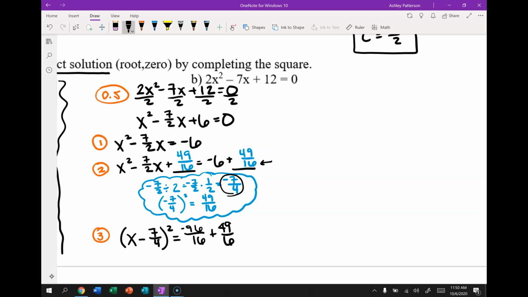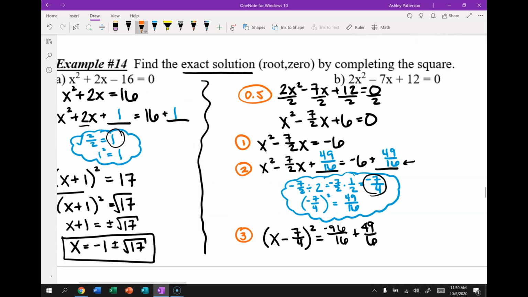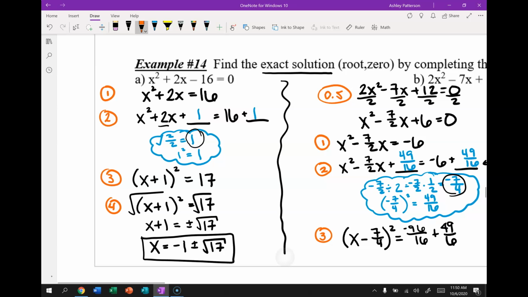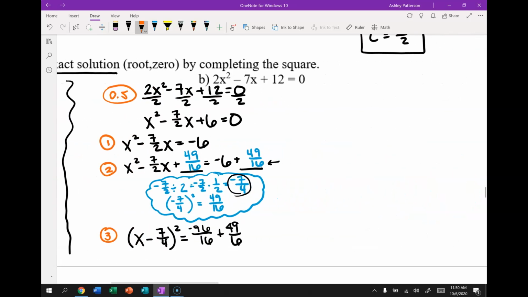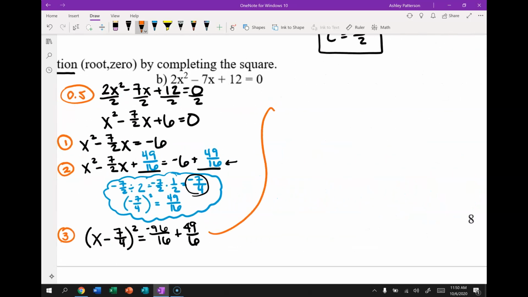Nicely done, you guys. All right, did I have 4 steps? Did I miss a step? Oh no, we're still simplifying. Whew! Miss Patterson's losing her marbles, everyone. I know some of you already knew that. That's okay. All right, so now we're still simplifying.